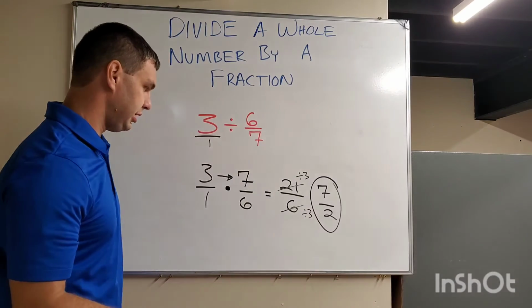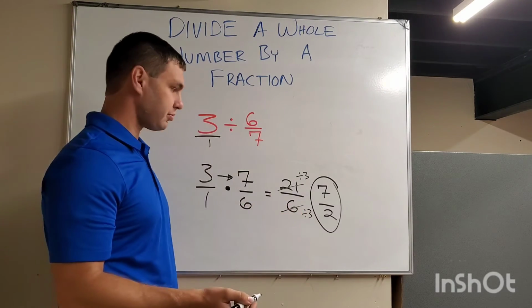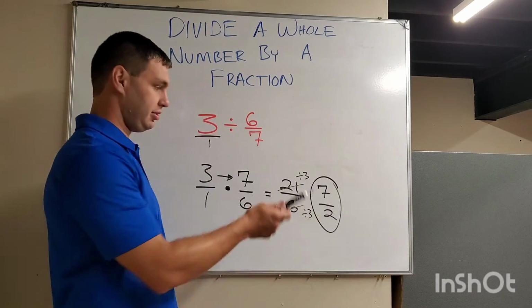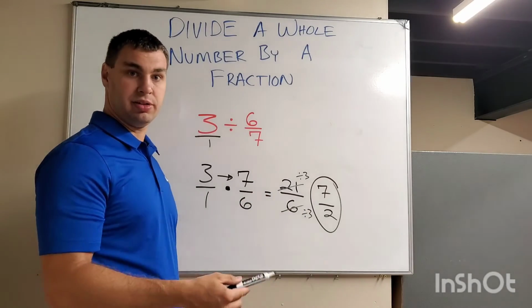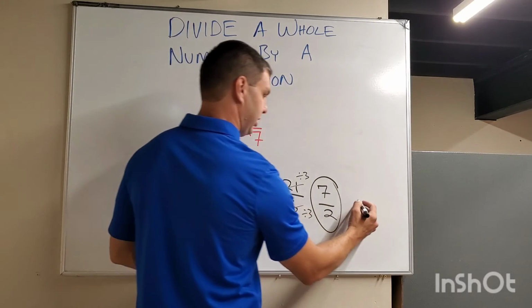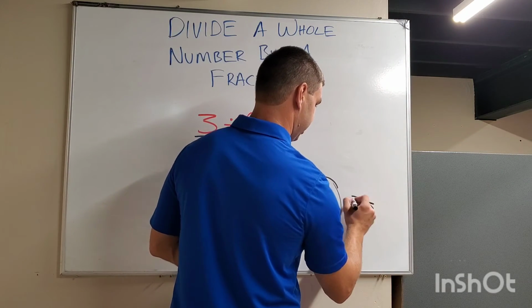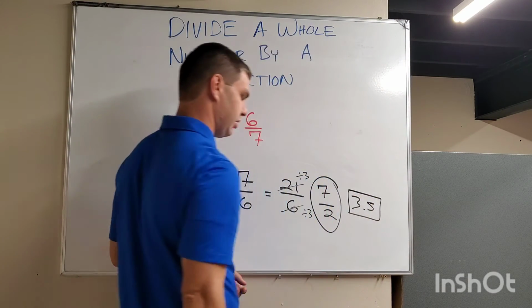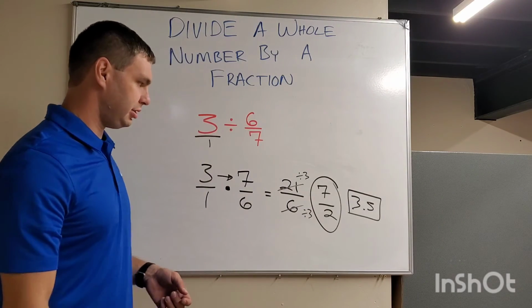Maybe your teacher wants you to write this as a decimal. So then in the calculator, you could do 7 divided by 2. Or maybe you know that 6 halves is 3. And so this is 1 more half, so this would be 3.5. 3.5. Okay? Maybe they want you to write it like that.